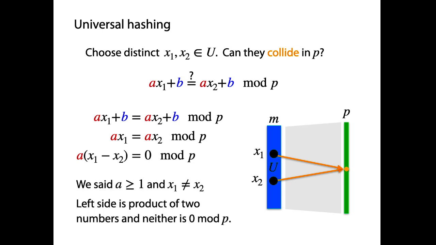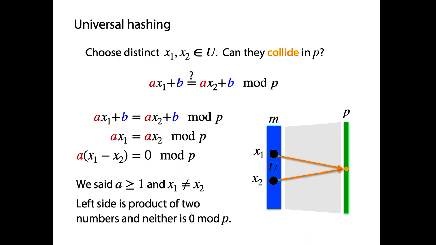We said a is greater than or equal to 1. In other words, we always choose a to be 1 up to p minus 1. And we said that x sub 1 is not equal to x sub 2. So that left-hand side is the product of two numbers, and neither of them is 0 modulo p. So a is not 0 modulo p, because we can't pick 0. x1 minus x2 is not 0 modulo p, because they're distinct elements from the universe, and p is larger than the size of the universe. So it's not possible that this could be 0 modulo p. So what we're saying is that if this is possible, then it must be possible that we can multiply two non-zeros and get 0.